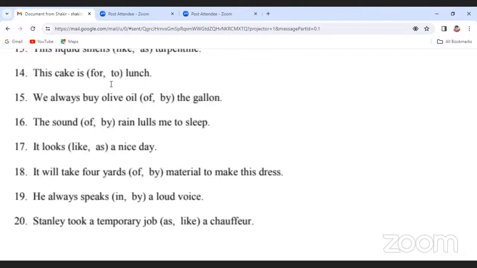It will take 4 yards dash material to make this dress. Of material. Yes, it will take 4 yards of material to make this dress.